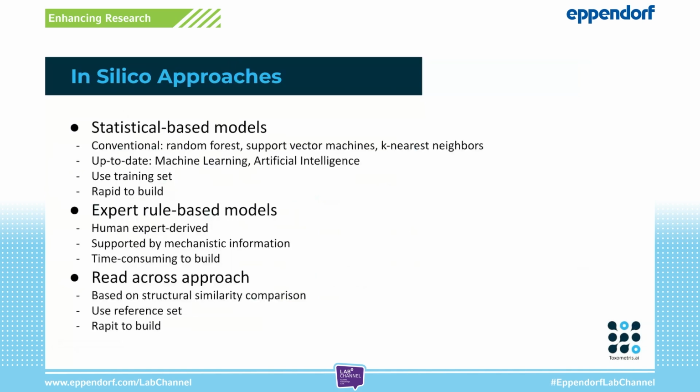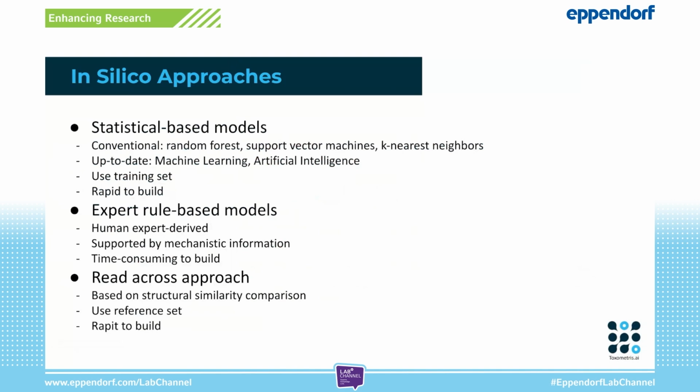As I have mentioned, two main approaches are used for in silico prediction. Statistical-based models are comparably faster to construct. Here, both relatively simple models such as random forest and support vector machines, as well as more complex ones such as graph neural networks or even large language models, can be used.